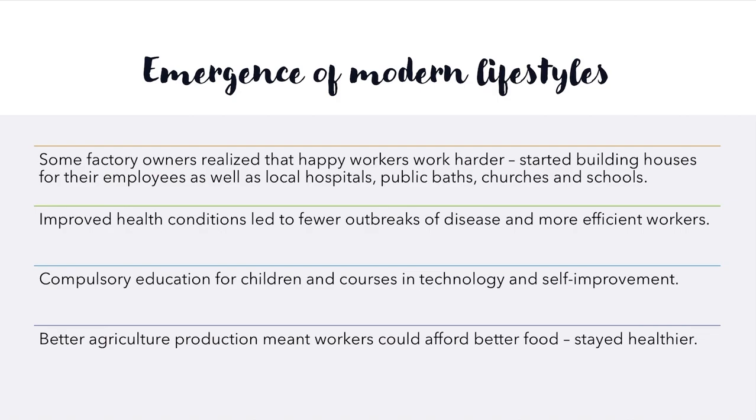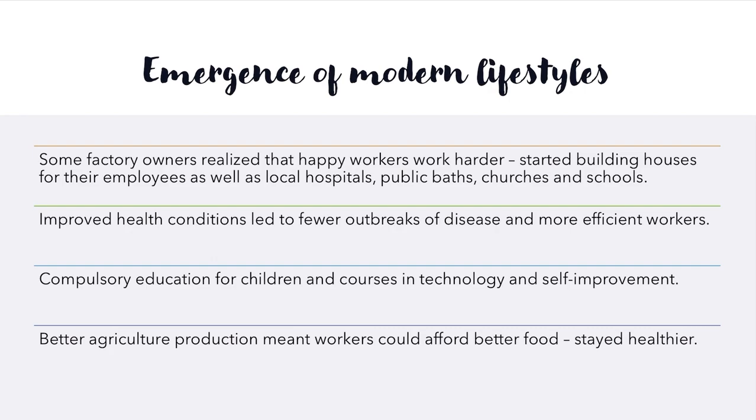We also saw the emergence of some modern lifestyles. Some factory owners realised that happier people are more productive, they work harder. So they started building houses for employees as well as hospitals, baths, churches and schools that their employees could all frequent. There were improved health conditions, which led to fewer outbreaks of disease and more efficient workers.